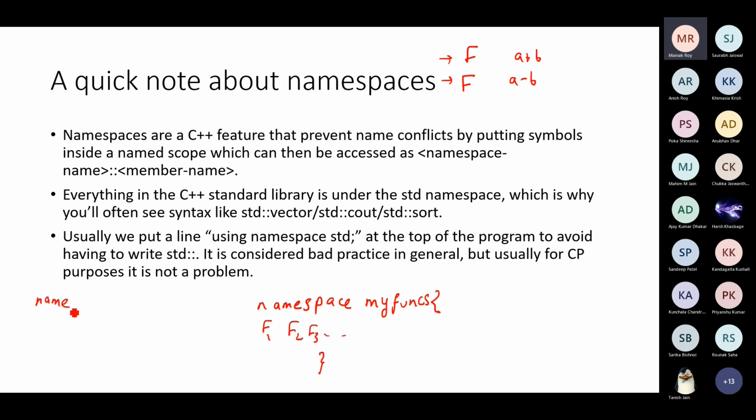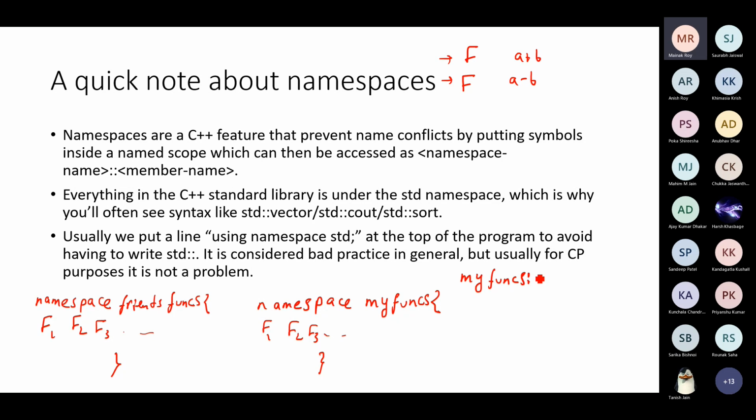Then say your friend comes along and he also names his own set of functions which happen to coincide with yours. He'll name his namespace, say, friends funcs, and then name his own functions which are the same. But now there will be no confusion, because when you put something in your namespace, you have to refer to it in this form as my funcs.